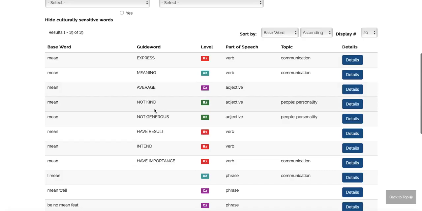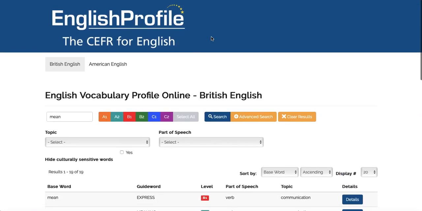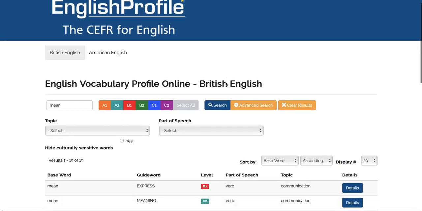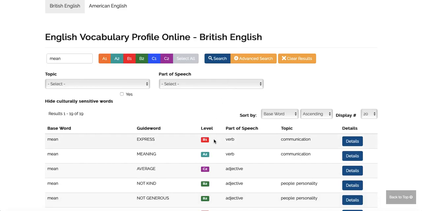Alright, so that's all that I wanted to show you. Check the meaning in the dictionaries, look it up in the dictionaries, and in this way you will know a lot of different details, and use this fantastic website English Profile, which gives you easily the level of the word you need.